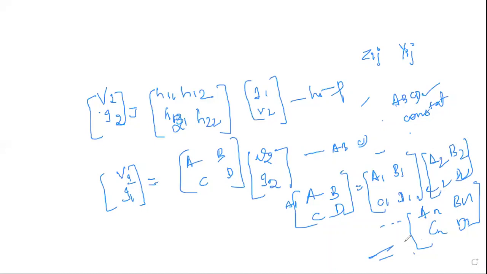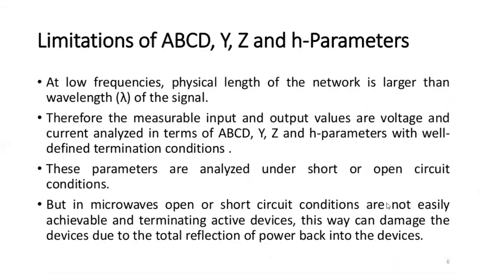Now, why are you looking into these equations? These equations cannot be used for microwave frequencies because these are not for higher frequency networks. These are for very low frequency networks, which you have seen in network theory. So you have to find out the reason. There are certain reasons why we cannot use these parameters in the case of microwave frequencies. Now the limitations: why these parameters cannot be used at higher frequencies.